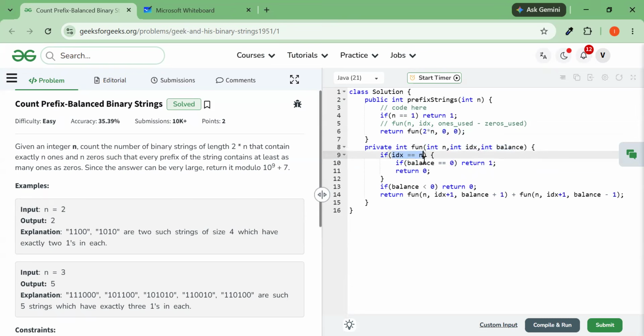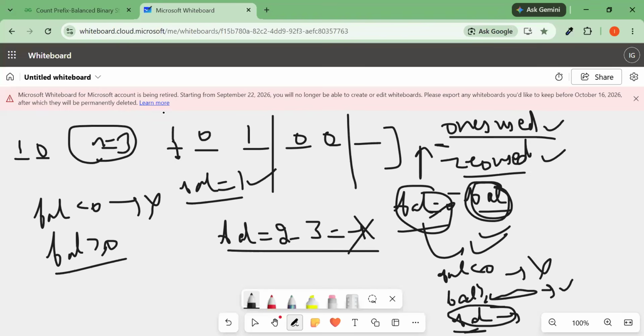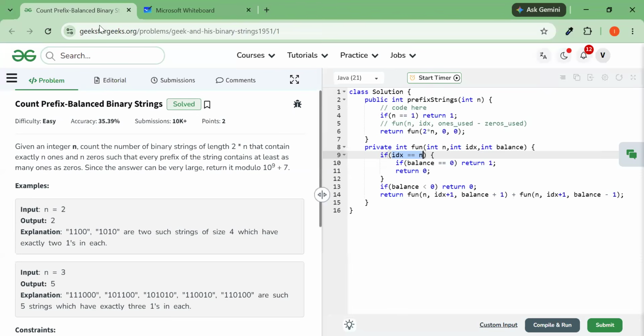This is the base case. If index is equal to n, it means I have reached the last position, because this is 0, this is 1, this is 2, this is 3, this is 4, this is 5. So if I have reached the last point, balance must be 0 to arrive at a solution. If balance is 0, it means I have found one solution. If balance is not 0, I'm simply returning 0. It means we have not encountered any solution yet.